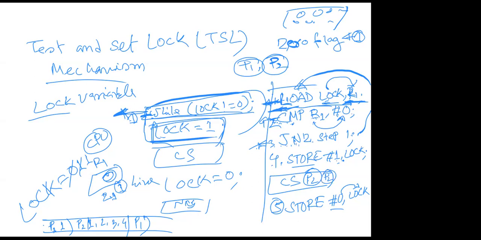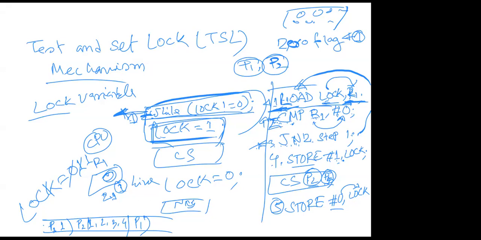So from here you can see that if P1 is preempted after the first line of execution, both processes can enter the critical section. Let's check another case. After executing line number 1, P1 gets preempted, and both processes can execute the critical section.